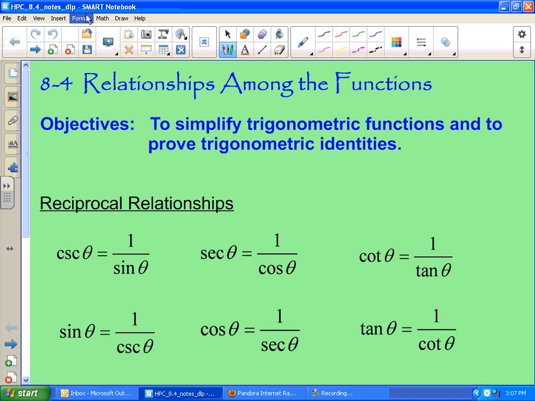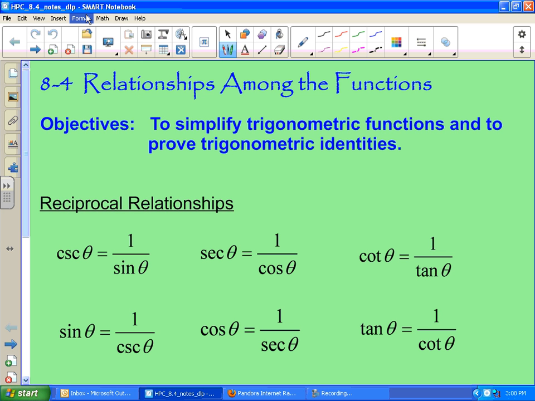Section 8.4, we're going to talk about these relationships among all of our trigonometric functions. This fun little section, we're going to start to develop some simplifying of our trig functions. We get to take a look at our trig Pythagorean identity and how that spawns off other Pythagorean identities and co-function relationships. So there's a lot of information in this section.